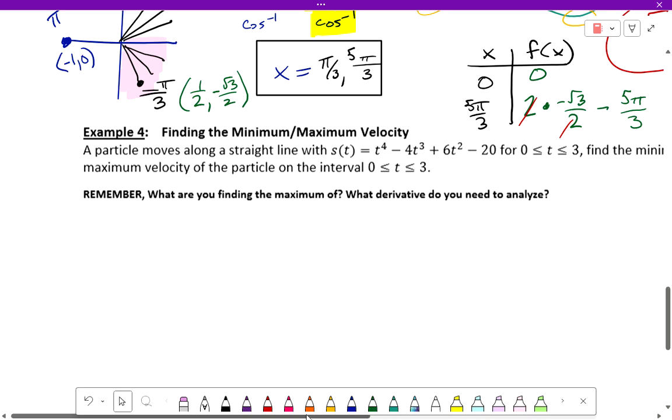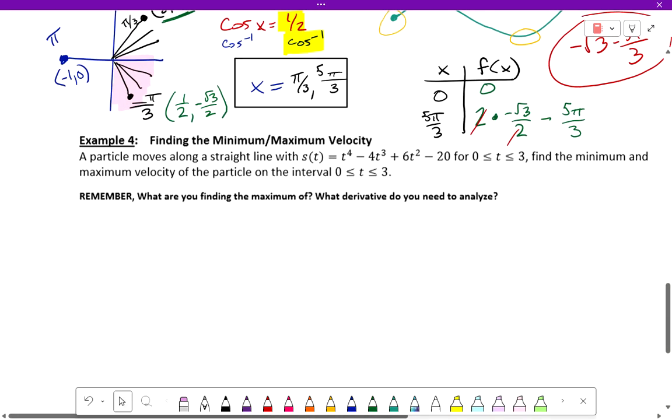Number 4, it says find the maximum and minimum velocity. Now be careful here, because this one's got a little bit of setup that throws students off. Don't let it throw you off. It says a particle moves along a straight line with this position equation. You got a position equation. Our job is to find the minimum and maximum velocity.